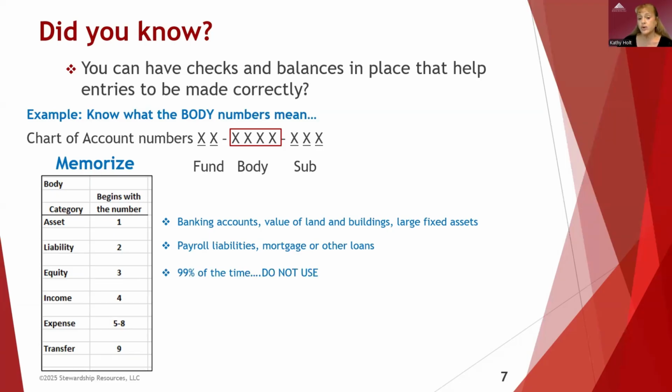If the middle four numbers start with a 3, it's always an equity account. Now, this is really, really important. 99% of the time, you are not going to code anything directly to an equity account. That's a chart of account number where the middle four numbers begin with a 3.